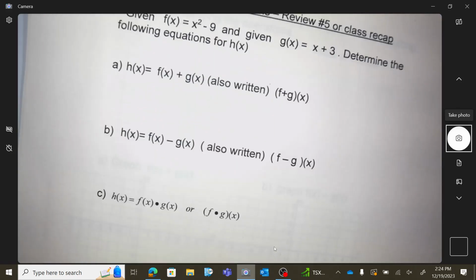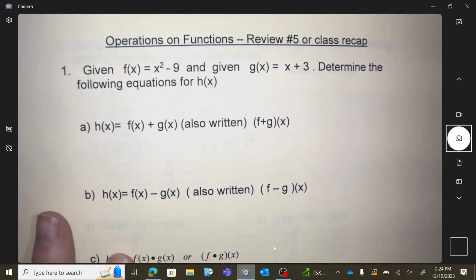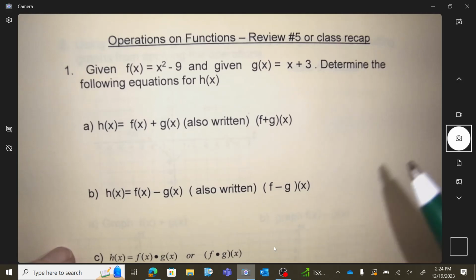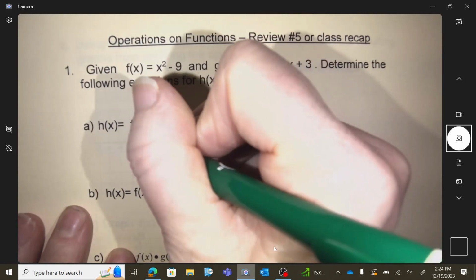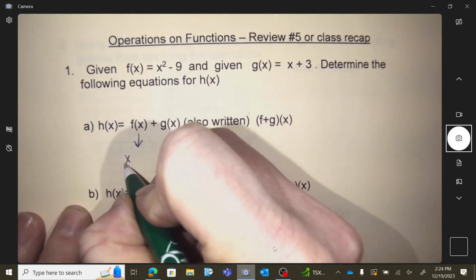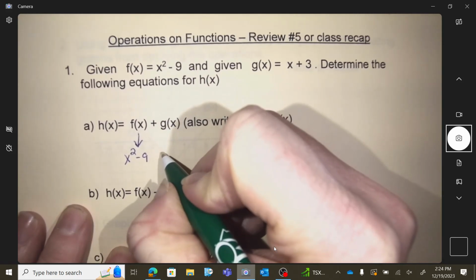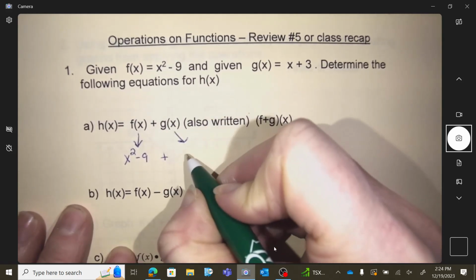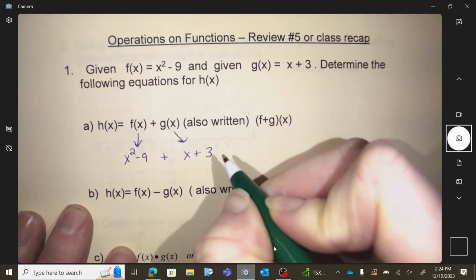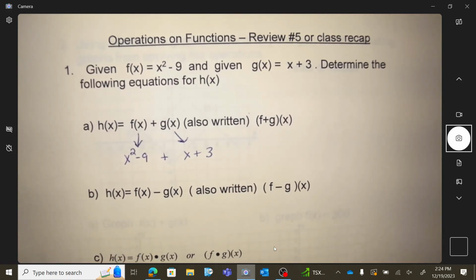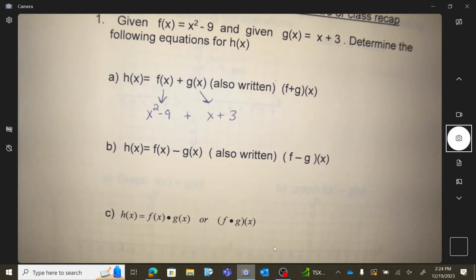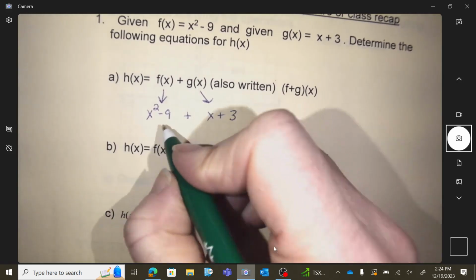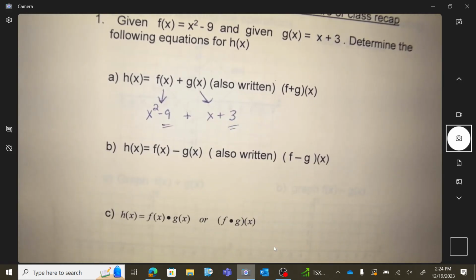Okay, number 1, find h of x if it's going to be the functions added together. So this function plus this function. Everything on this test will be simplified. I will ask that in the instructions, so we should put stuff together if we can.